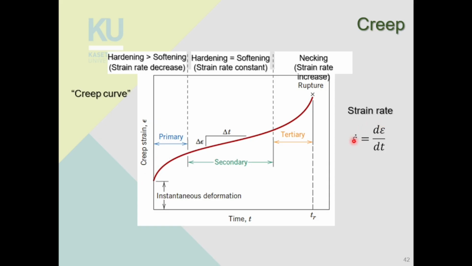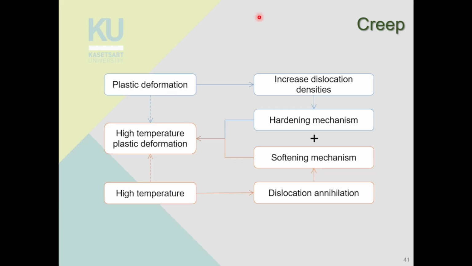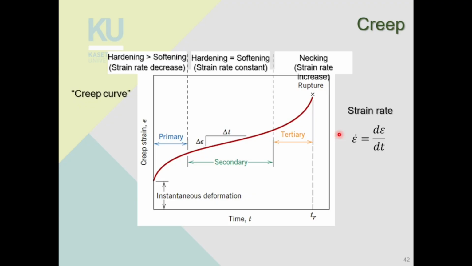You see the strain rate equal d epsilon by dt, right? In other words, the slope of this graph here is the strain rate, and you can see that the slope is decreasing, like from really steep slope, it's getting shallower and shallower. Okay, so that means the hardening mechanism is winning out until you get to the secondary stage creep, where the strain rate is constant, right? So you get the constant slope here, where hardening mechanism and softening mechanism are equally strong.